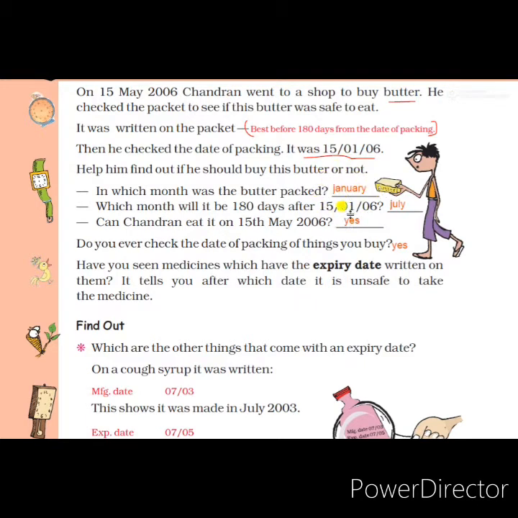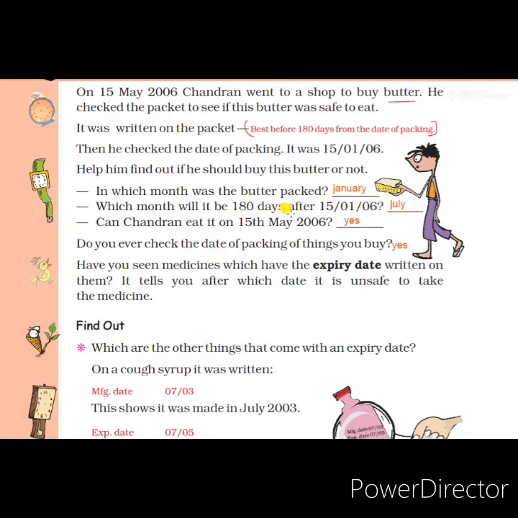The first month of the year is January. The middle number shows the month. So you have to write the answer there: the butter was packed in the month of January. Now the next one is, which month will it be 180 days after 15/1/2006? Students, here we have to find 180 days given.